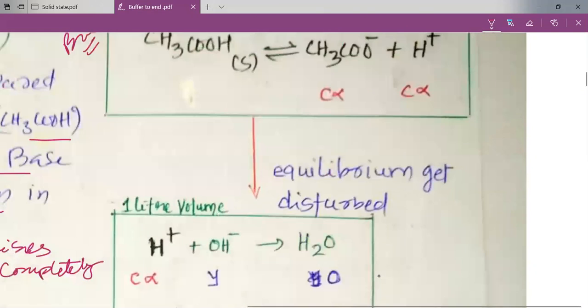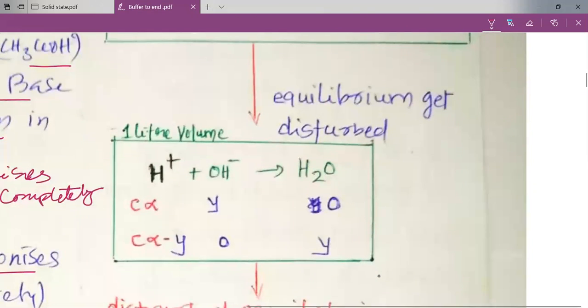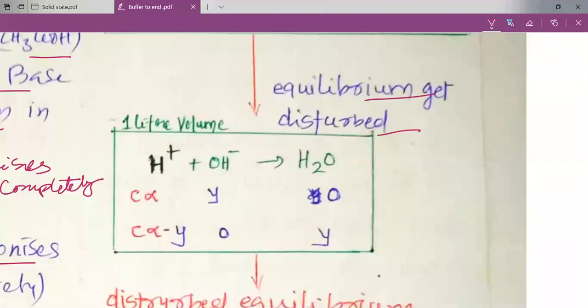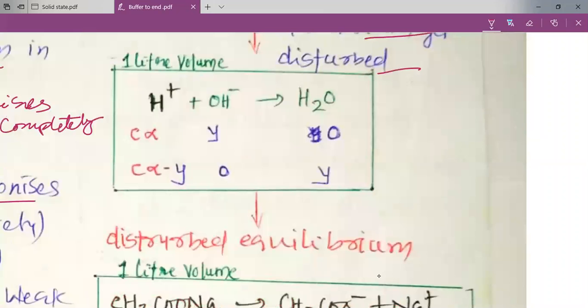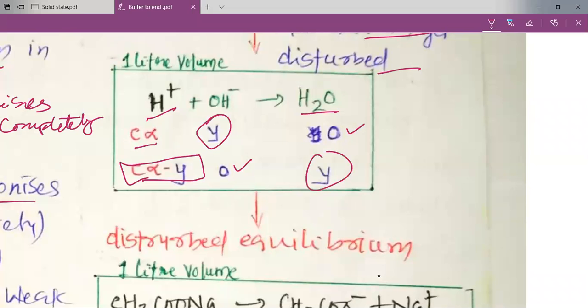Now what happens when we add the extra ions from outside? The equilibrium of the weak acid gets disturbed, and what happens in the 1 liter solution? The Y mole of OH minus ions react with the H plus ions which have the concentration C alpha, and they produce Y mole of water. Initial concentration was 0 for this water. When they react with each other, the concentration of H plus is decreased, and it turns out to be C alpha minus Y. All the OH minus is utilized, so the concentration of OH minus is 0 and Y mole of water is produced.